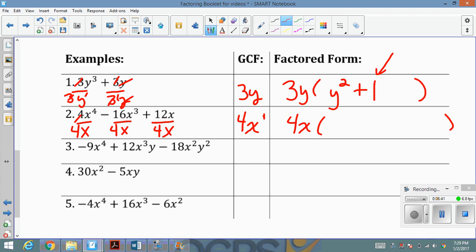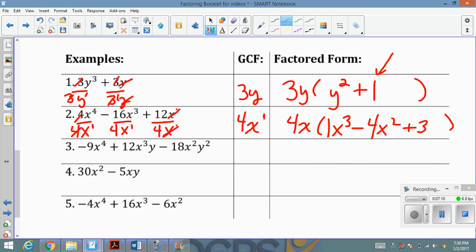So 4 divided by 4 is 1. x to the fourth divided by x is x cubed. Minus 16 divided by 4 is 4. x cubed divided by x is x squared. Plus 12 divided by 4 is 3. x divided by x is 1. So there's my answer.